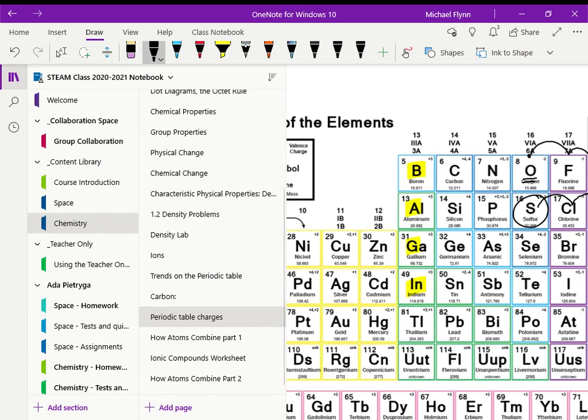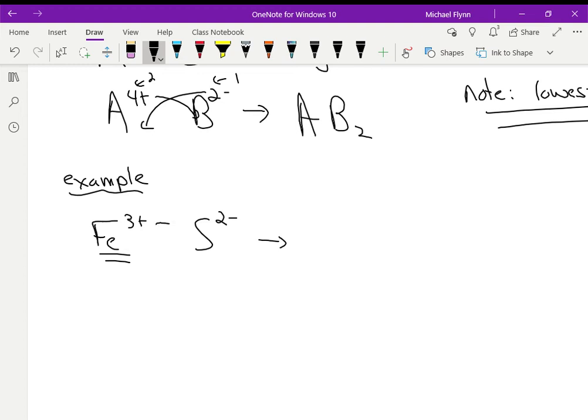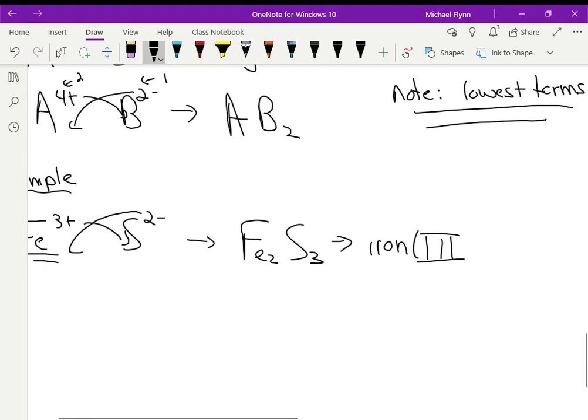All right, so now back to here. So that's how I determine my charges. You can cross these numbers over, and I get Fe, it's already in lowest terms, S3, and this would be called iron, but I have to put the Roman numerals, iron 3, sulfide. Okay?